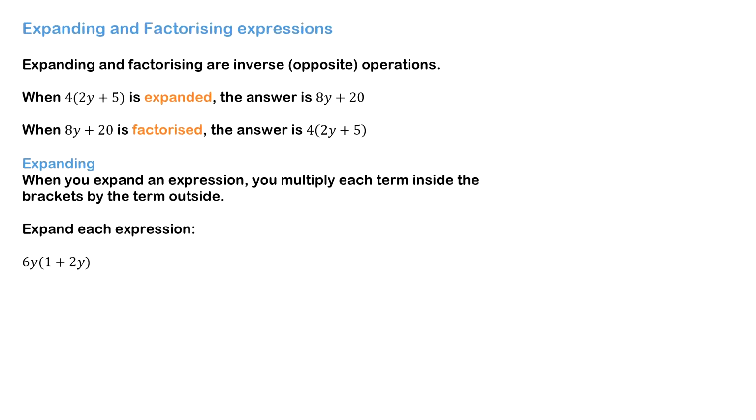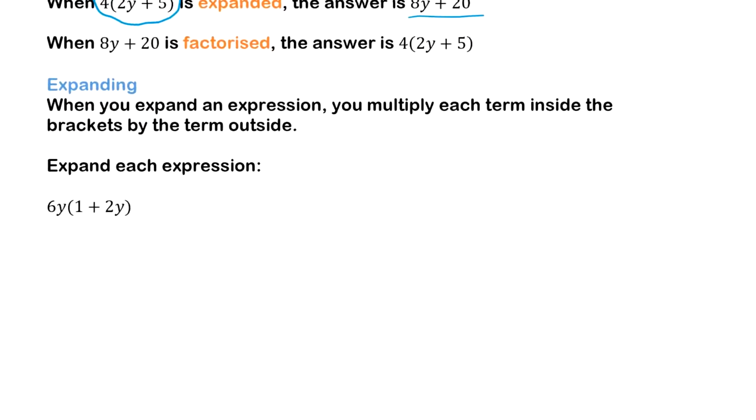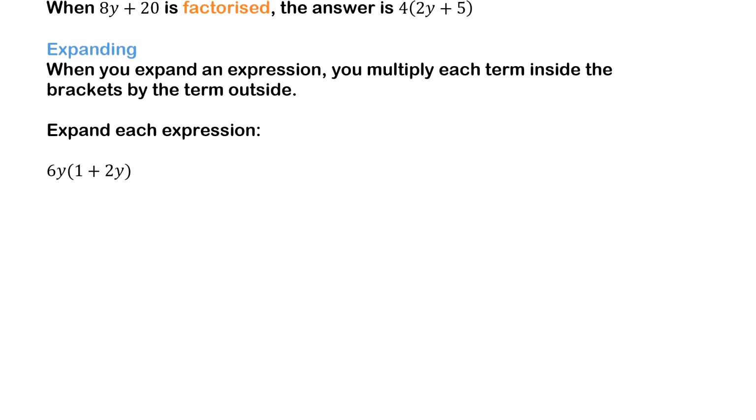So if we have something like on your screen, let me just circle it here in brackets. When we expand that, we multiply it out and we get something like this, 8y plus 20. Now the reverse, if we go from 8y plus 20 to 4 bracket 2y plus 5, that is called factorizing. So we're going to look at expanding first. So when you expand an expression, you multiply each term inside the brackets by the term outside.